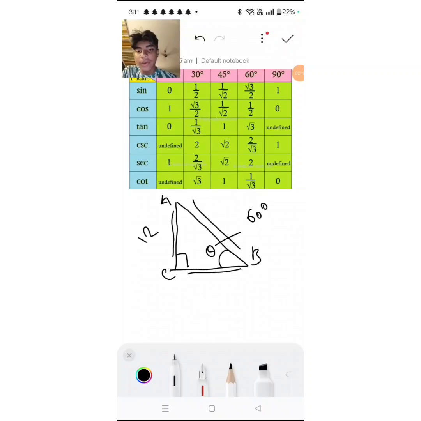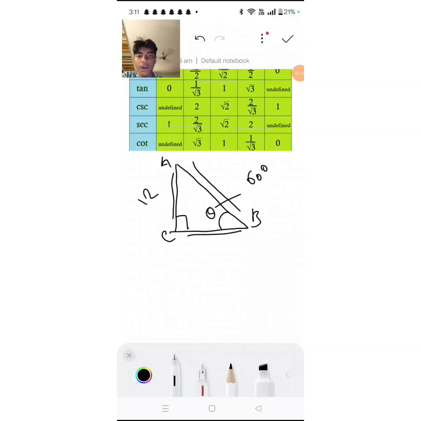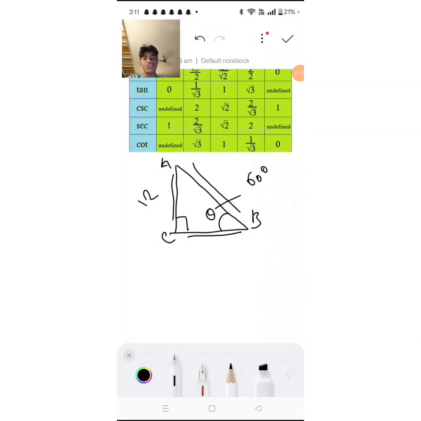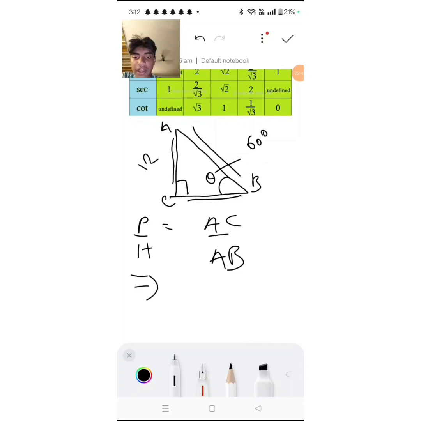So now in this case, you have 60 degrees over here, and you have AC as 12. Let's say you want to calculate AB, the hypotenuse. Now, what is the ratio between hypotenuse and perpendicular? P by H. In this case, what is P? What is H? P in this case is AC, AC upon AB. AC, you have been given as 12, right? 12 by AB. Now 12 by AB is the sine ratio.